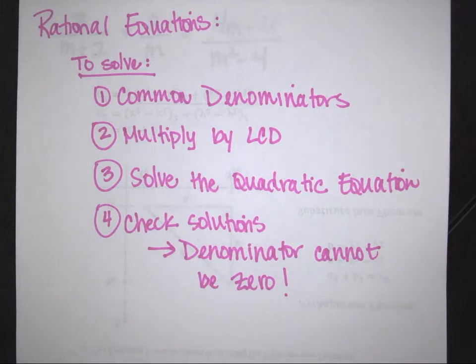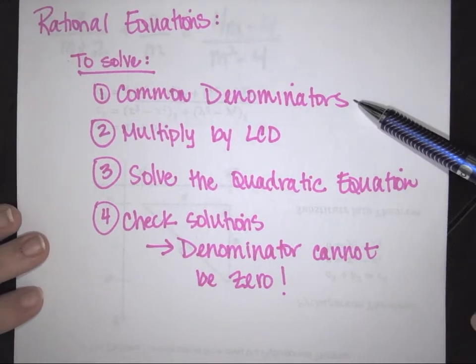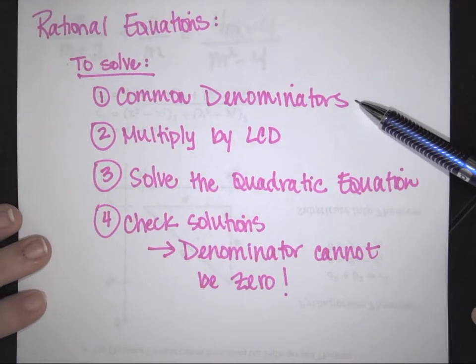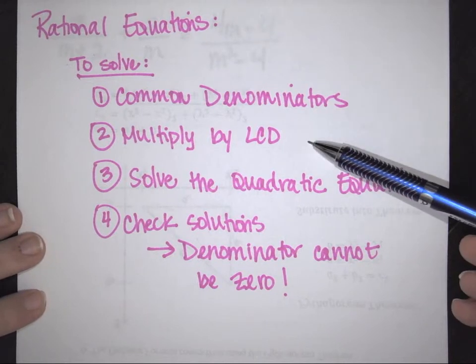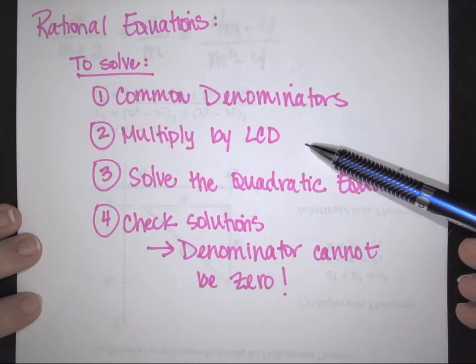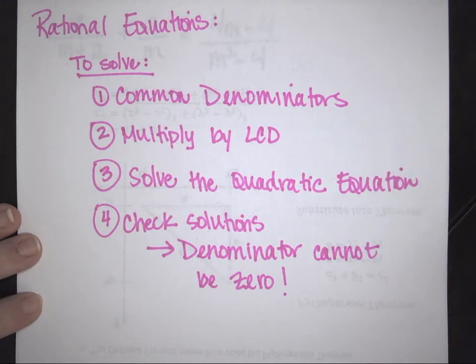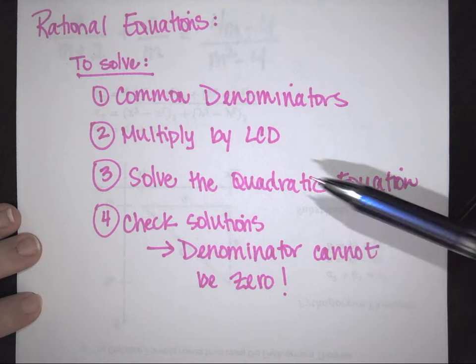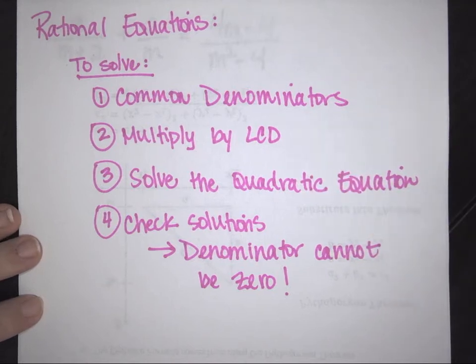In order to solve a rational equation, there are a few steps that you have to follow. The first is you have to have common denominators between both of your rationals. What makes it different from when we're simply simplifying is once you find that common denominator, you are actually going to multiply your entire equation by that LCD. That is going to allow you to set up and solve your rational.